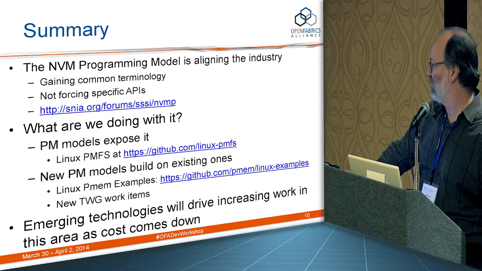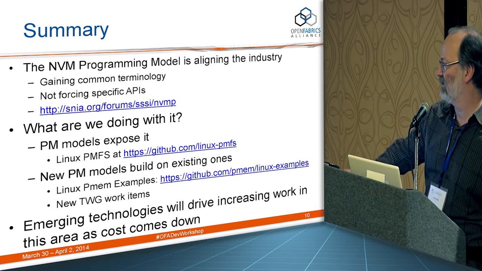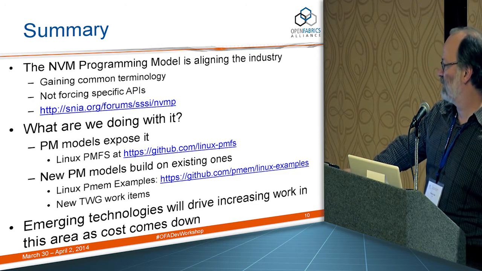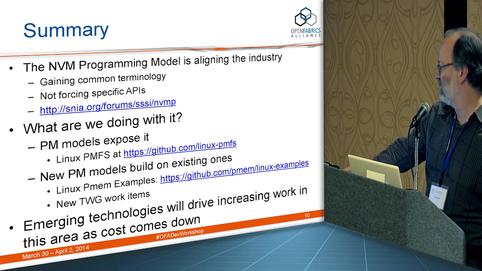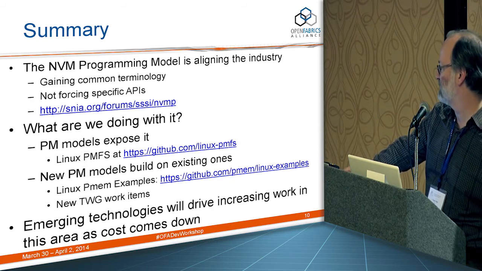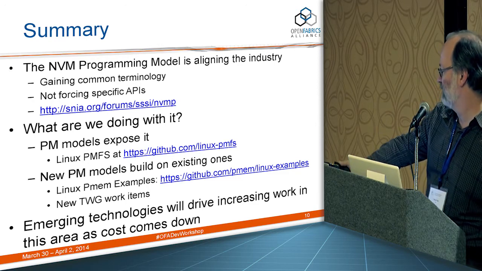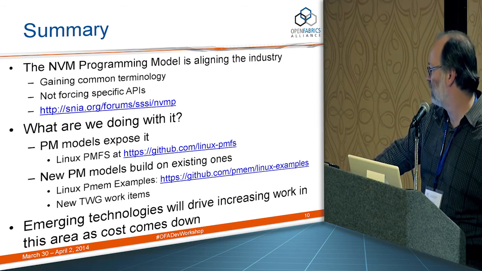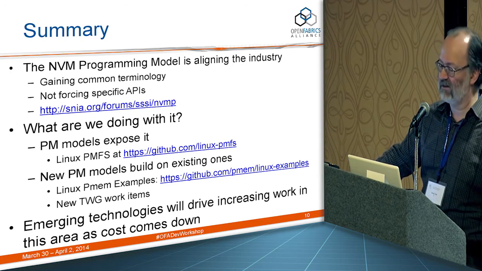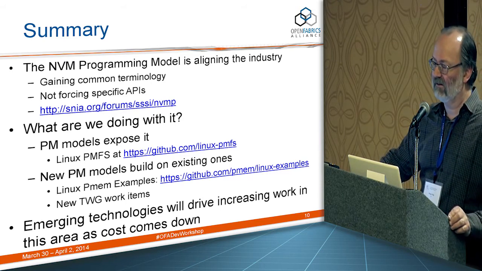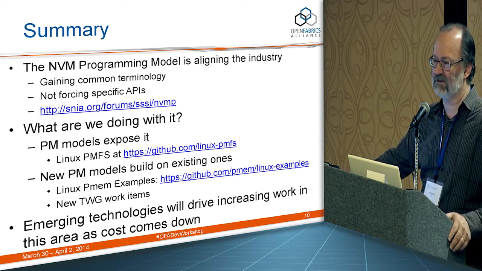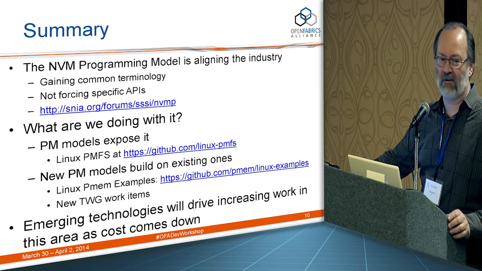Without using specific APIs, it is a programming model, and then there's the URL for version 1 of the spec. We're exposing it through some open source implementations. One specifically is at this link on GitHub, the PMFS implementation. And we've got some examples such as persistent memory alloc that's listed here at this next URL down here, that's also built on top of our persistent memory model. And we're convinced that as emerging technologies drive the cost of persistent memory down, this stuff will become more mainstream, and we'll be looking for this kind of programming model standardization in order to really drive the ecosystem. So that's what we're up to.